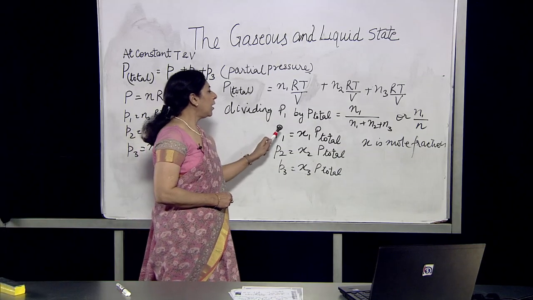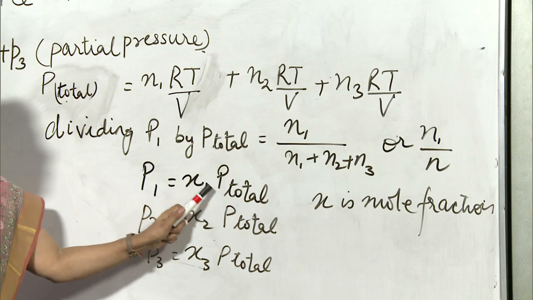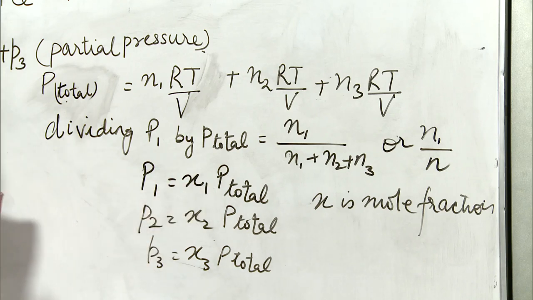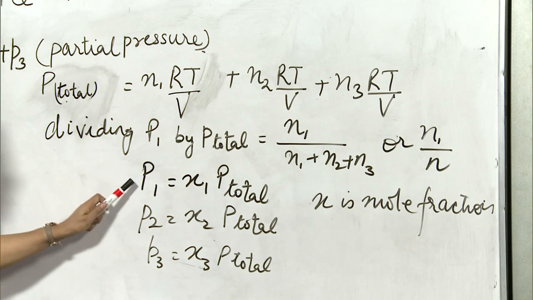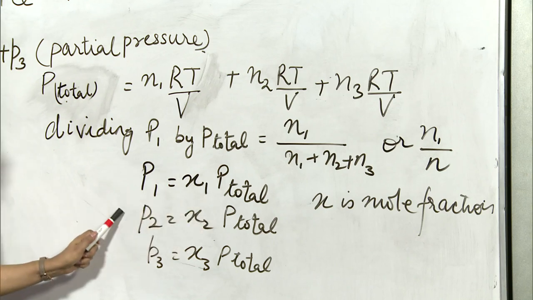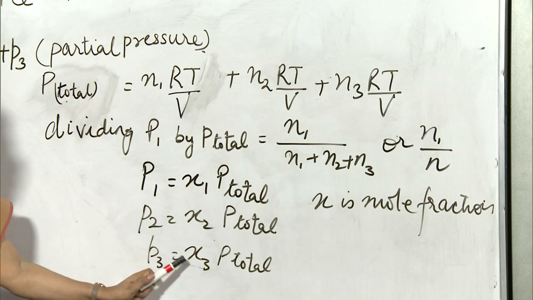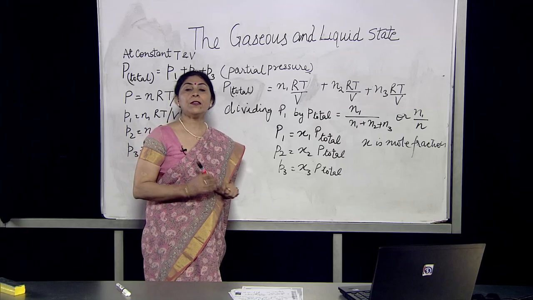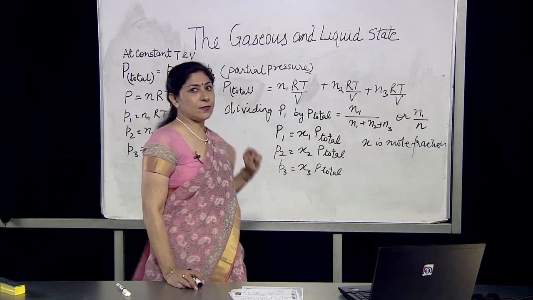Now we can also write P1 is equal to X1 P total. Now what is X here? X is the mole fraction. So we can say P1 is equal to X1 P total, P2 is equal to X2 P total and P3 is equal to X3 P total. This was described by Dalton.